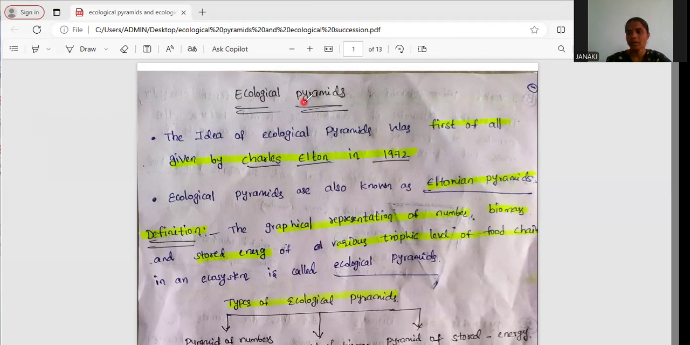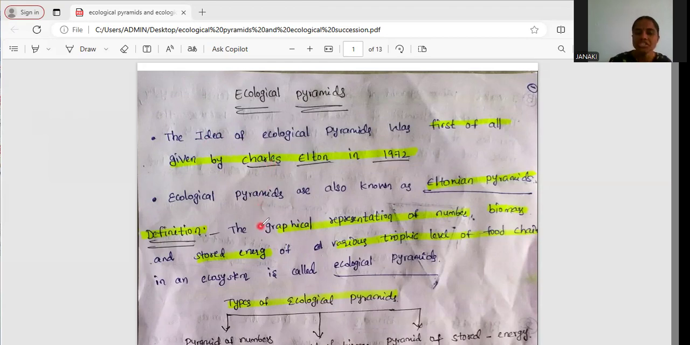Today I will discuss the topic of Ecological Pyramids. First of all, what are ecological pyramids? The idea of ecological pyramids was first given by Charles Elton in 1972. Ecological pyramids are also known as Eltonian pyramids, named after Charles Elton who proposed them.